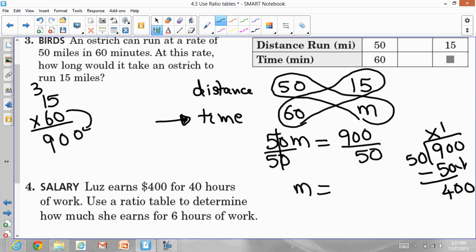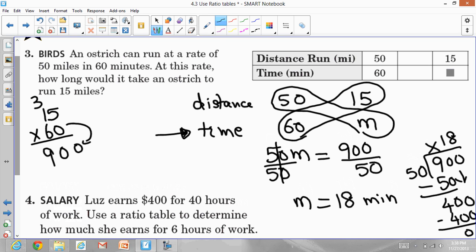Bring down the 0. 50 goes into 400 8 times, because 8 times 5 gives me 40. Add another 0 to it. So this will be 18. Now, do not just give me the number 18. I need to know what the 18 represents. So I'm going to go back over here. M is the time, and the time is in minutes. So it's going to take me 18 minutes, not me. It's going to take the ostrich 18 minutes to travel 15 miles. That is the answer.